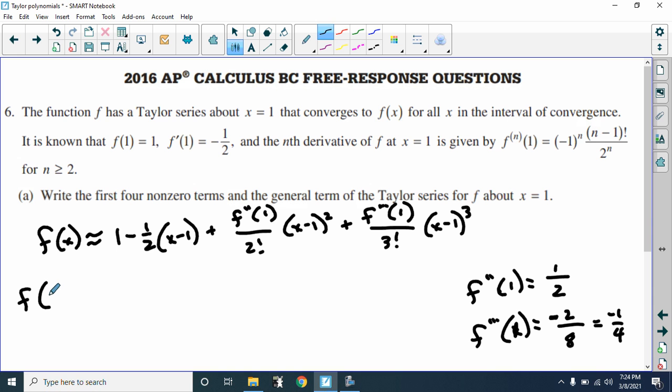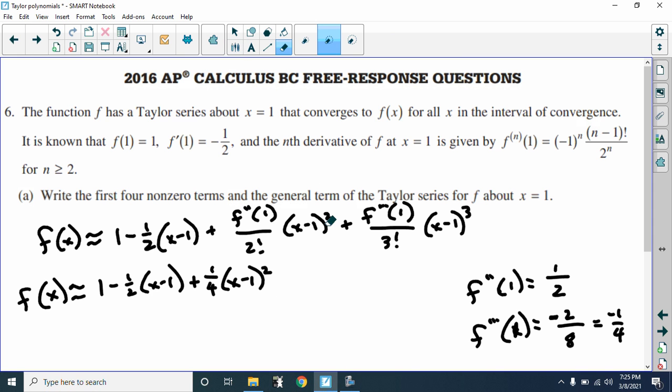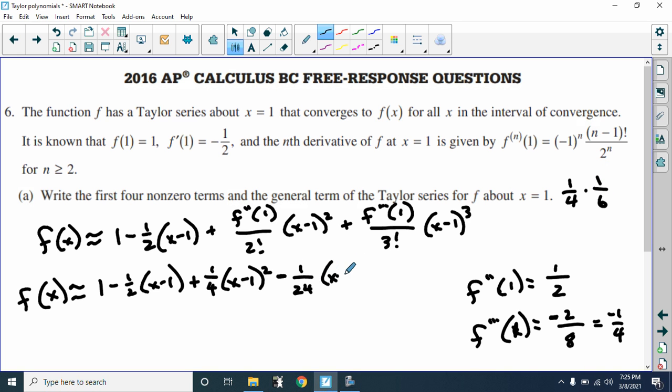So the first four non-zero terms of the Taylor polynomial are 1 minus 1/2 times x minus 1 plus 1/2 divided by 2, it's 1/4 times x minus 1 squared, plus the third derivative, which is negative 1/4. So I've got negative 1/4 divided by 3 factorial. 3 factorial is 6. That's going to be 1 over 24 times x minus 1 cubed.